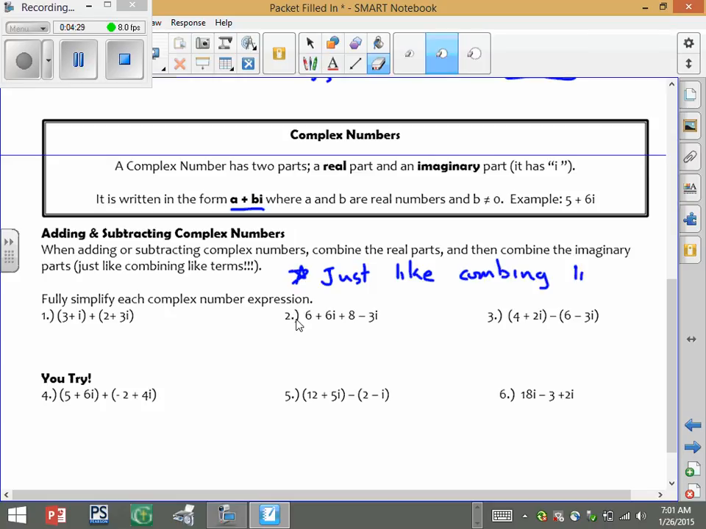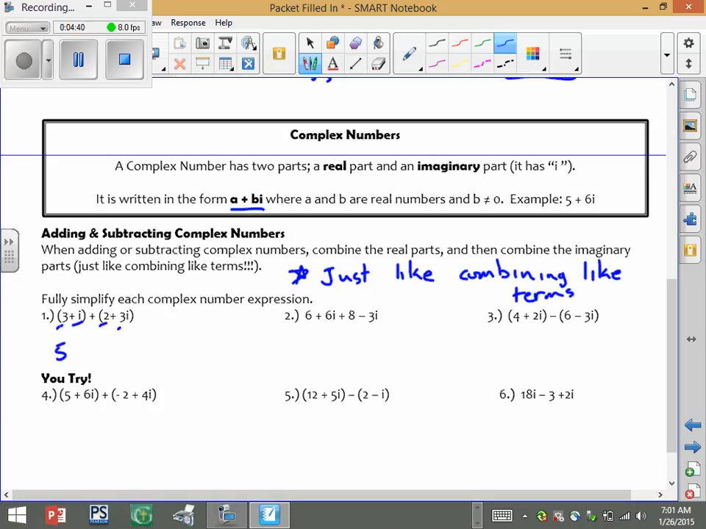Combining like terms. So we look here at the first one. You got a 3 and a 2, so that's 5. You have 1i plus 3i plus 4i. You got a 6 plus 8, well that's 14. You got 6i minus 3i, turns into 3i.